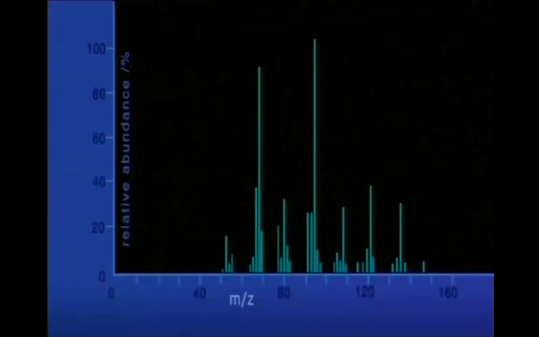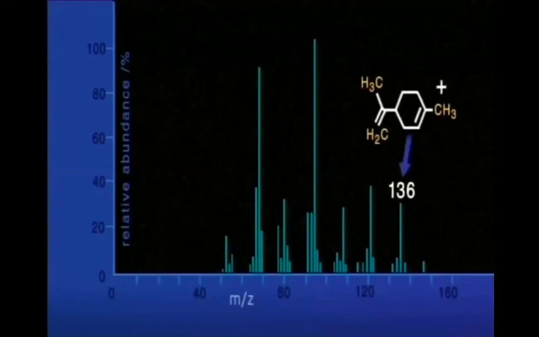The mass spectrum of limonene looks like this. Each vertical line, called a peak, represents a different ion, and its mass in relative atomic mass units is shown on the horizontal axis. The height of a peak represents the abundance of that ion. The peak at 136 units represents the parent ion, the whole molecule that has lost an electron.